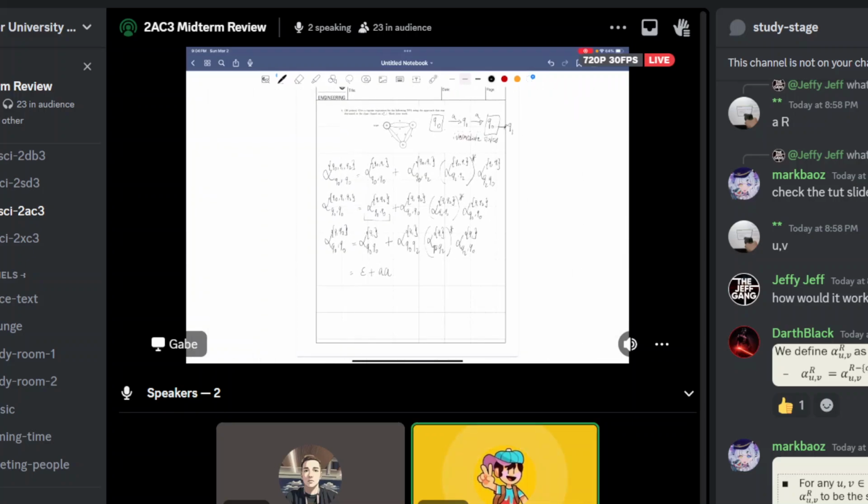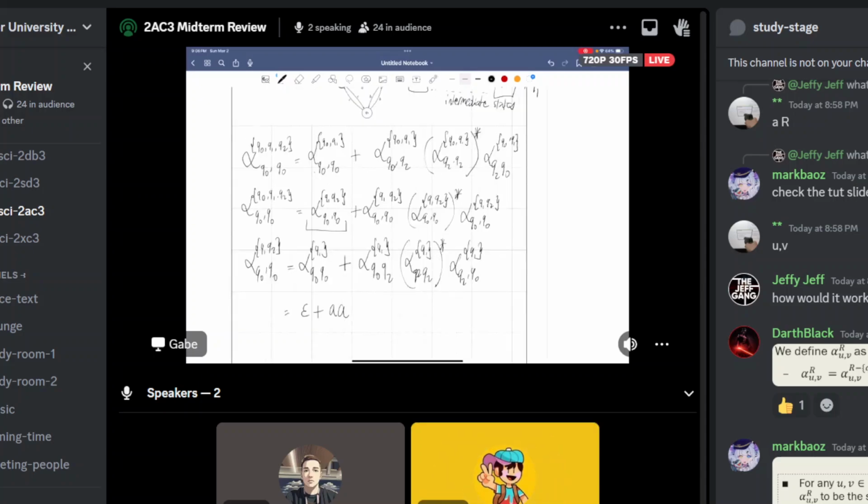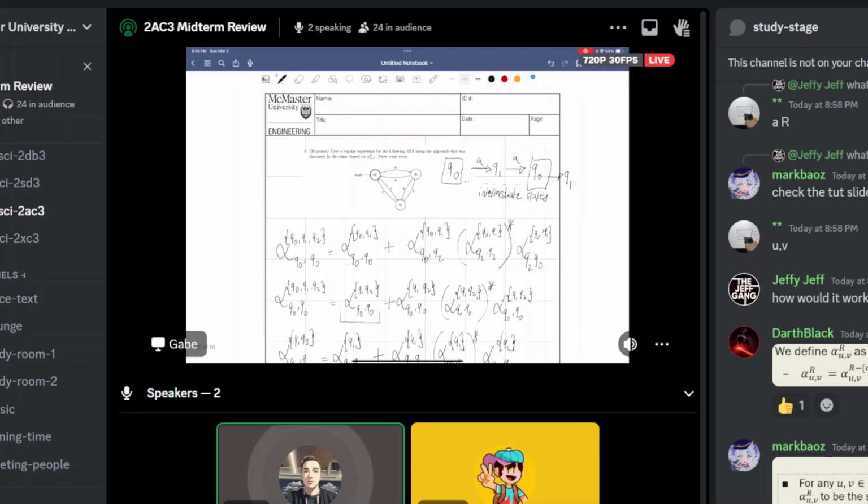Yeah, as long as Q0 is in the intermediate states, then you can keep doing the loop. So it's not that you can only visit U or V once. As long as U and V are both in your set of states, you can visit them as many times as you want. That is correct.